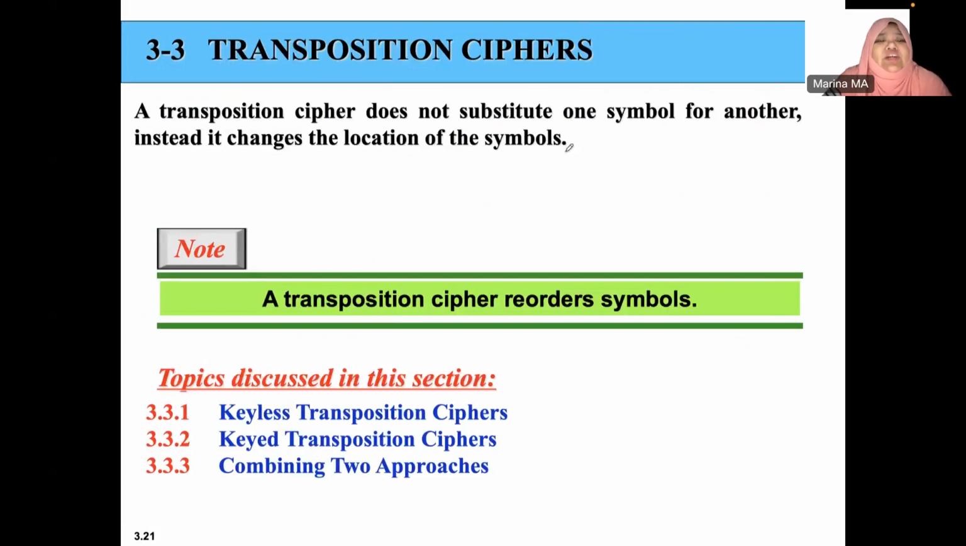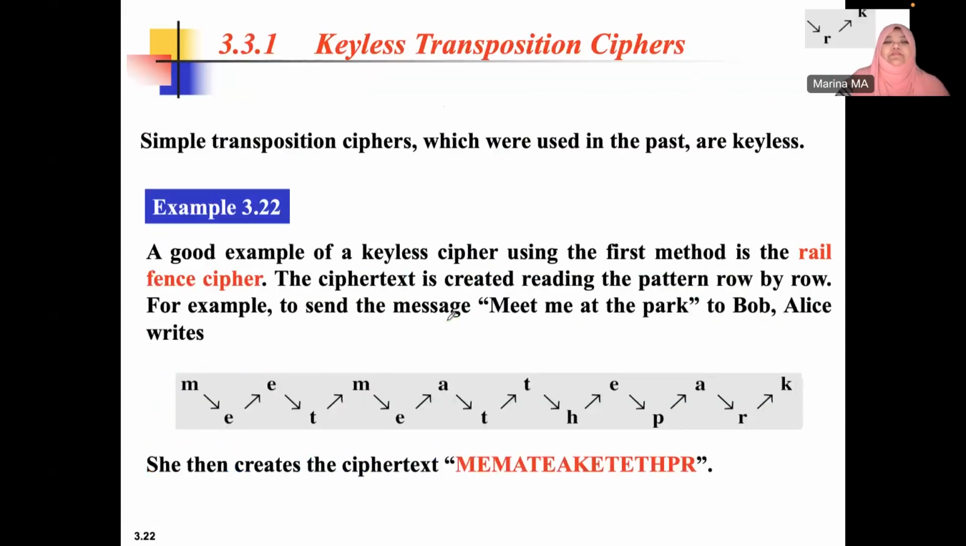Okay, so in transposition cipher, just like I said just now, we do not substitute one symbol for another. Instead, it changes the location. So we change the position of the symbol. A transposition cipher reorders symbols. So let's look at the first type, keyless transposition cipher. It is the simple transposition which was used in the past. They are keyless. One example of the keyless cipher is what we call rail fence.